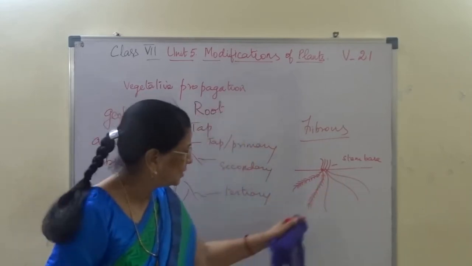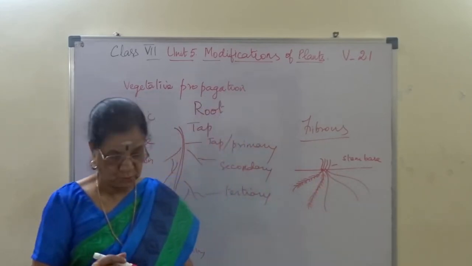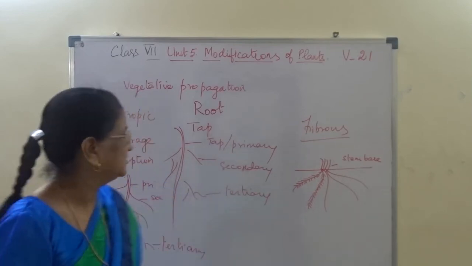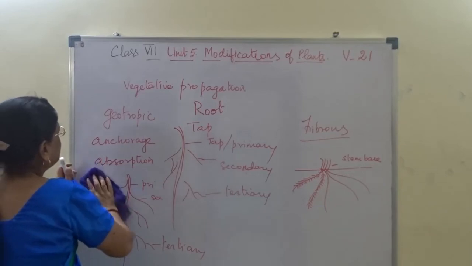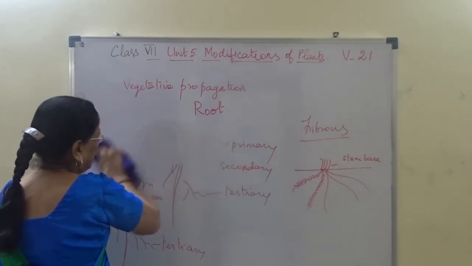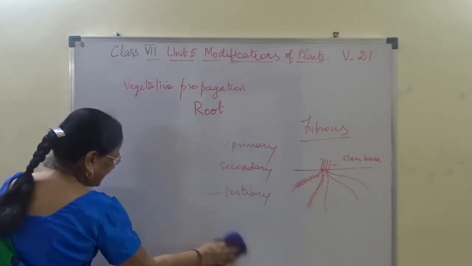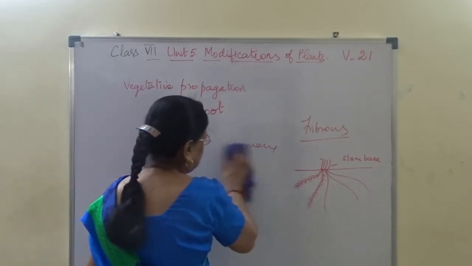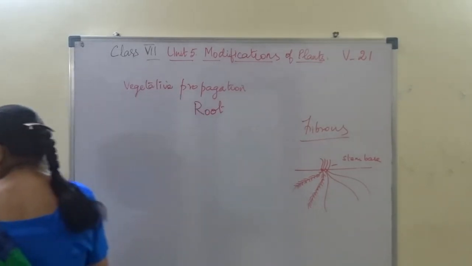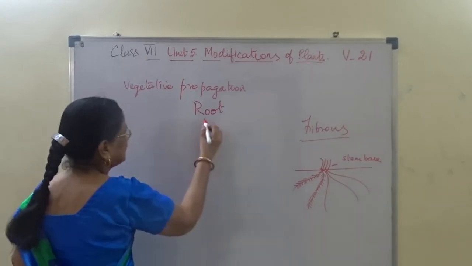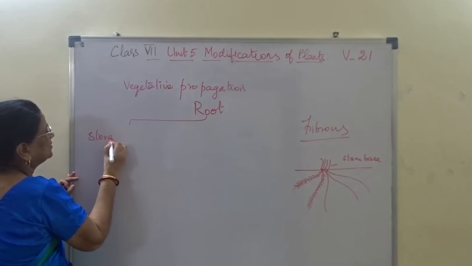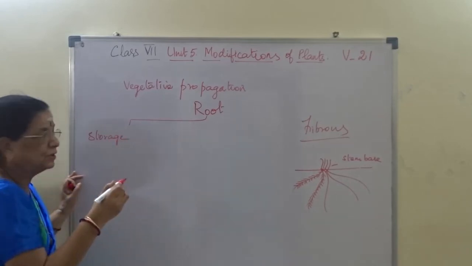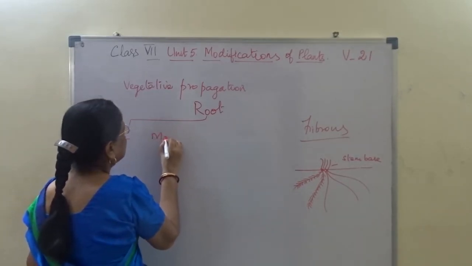I hope you understand. You have to draw these two also. So this is the taproot and fibrous root system. Now this root system has modifications, as storage and mechanical support.